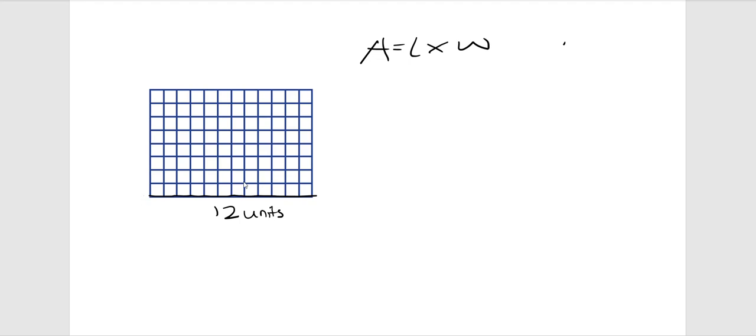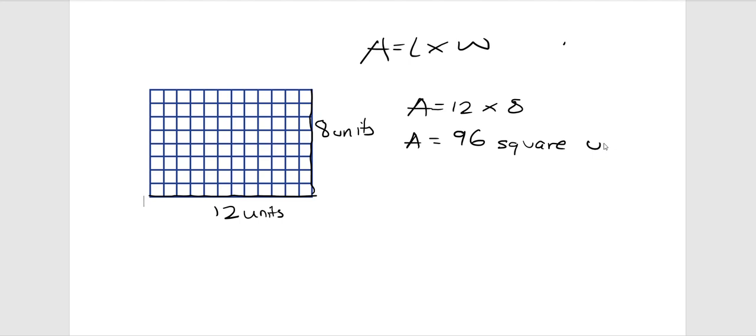It could be centimeters, meters, we're not sure. And then the width would be 1, 2, 3, 4, 5, 6, 7, 8. So 8 units. And then 12 times 8, so area is equal to 12 times 8. So area would be equal to 96. We can say unit squared or square units. So 96 square units. And that is our area.